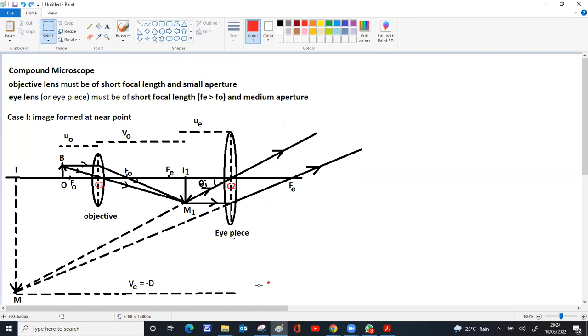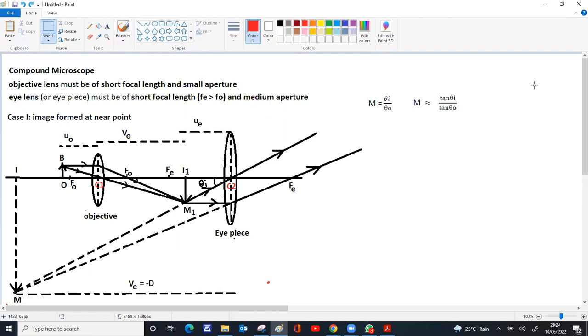Now, as per the definition, the magnifying power or angular magnification is theta I by theta O. This is approximately tan theta I by tan theta O. So tan theta I you can find from here. There are two options. This is a small triangle, this is a big triangle. If you take the big triangle, it will be Im by C2I.